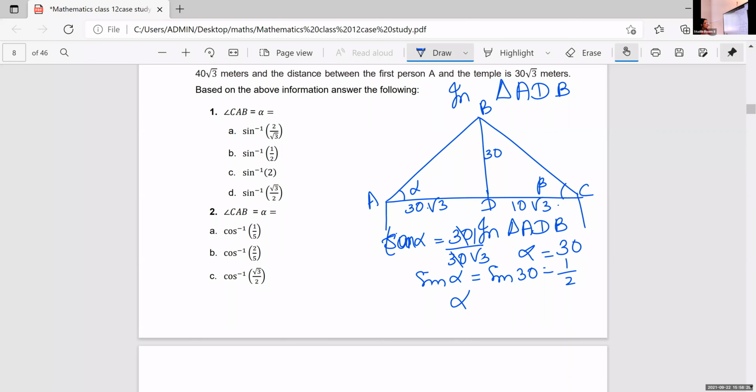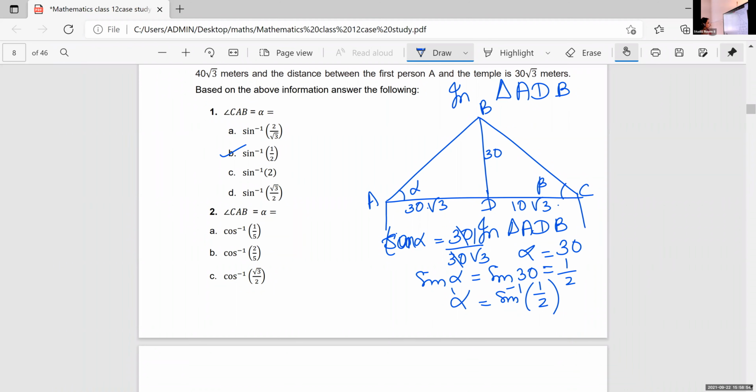What is the answer, Aditya? Sine alpha is sine 30, and sine 30 is 1 by 2. We have to write in terms of inverse functions. So alpha will be sine inverse of 1 by 2.